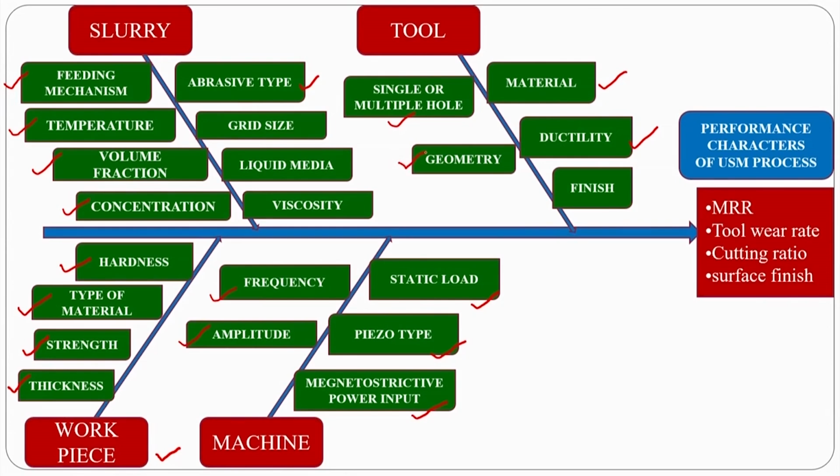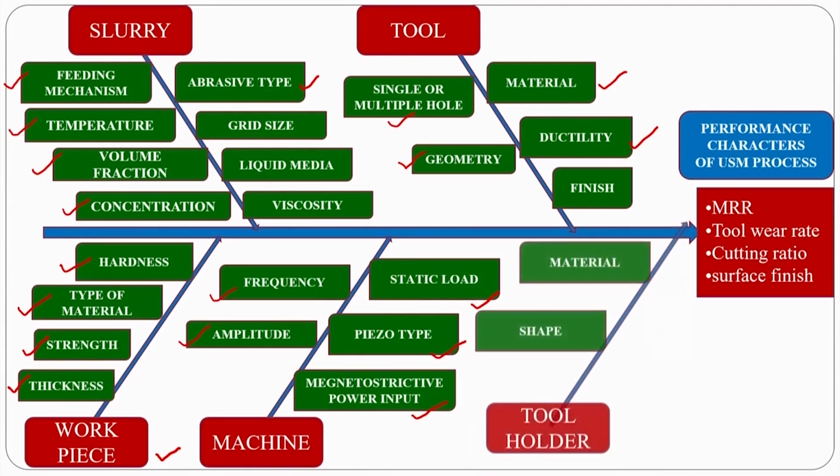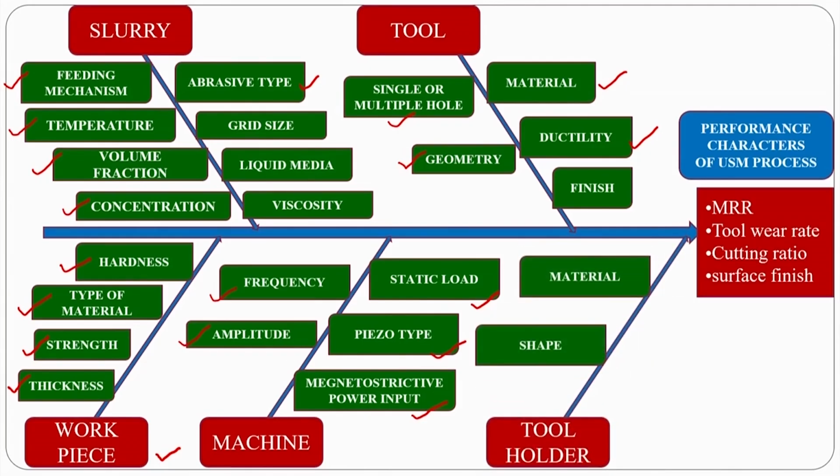If the geometry is very complicated, then the time requirement will also be very high. The tool holder: normally the tool holder material as well as its shape will play a major role in the input parameters. Okay, these are the main 5 input parameters: slurry, tool holder, machine, as well as the workpiece material. These parameters influence the output responses that are required.